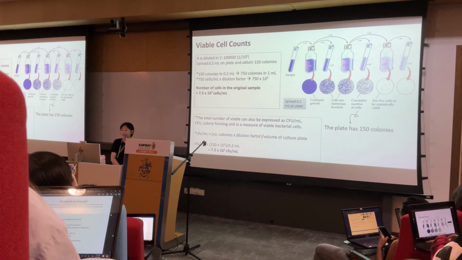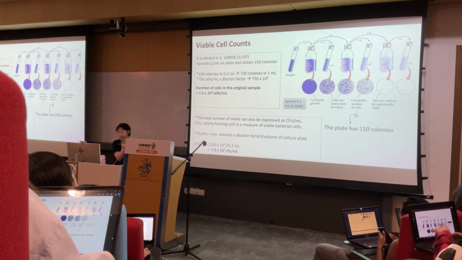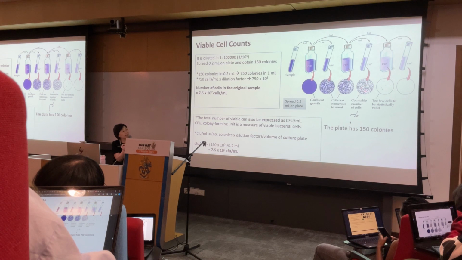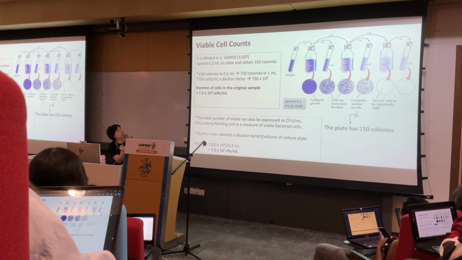And these are the calculations. Now we need to pick one of these which allows us to count. So which one? I think I choose this one. I don't know why. I think this is too little, may not be accurate. So I take this one, still allows me to count. And then I count that this plate has 150 colonies. So I use this number for the calculation.